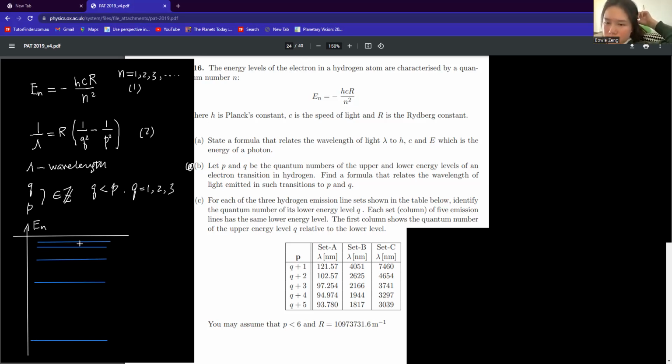This is not a real scale, but if you use the real scale, the upper levels will look very crowded. So we prefer to use this sketch. It's n equal to 1, n equal to 2, n equal to 3, n equal to 4. Can you see that? The lowest one will be hcR when n equals 1. Do you agree? The second one will be hcR divided by 4, because of n squared, right?